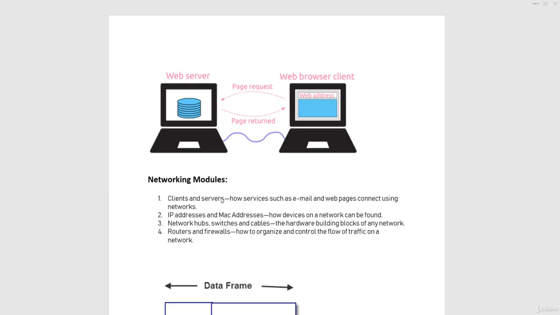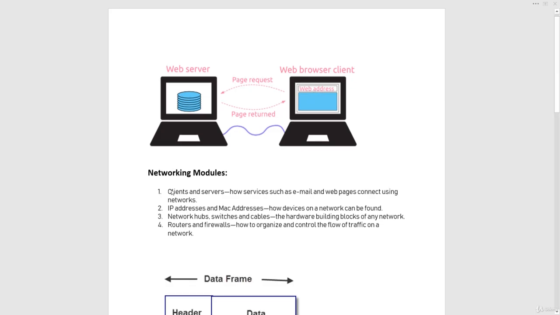Basically, we have this client and server, and they communicate with each other so that we get services like email and a web page. There is this browser, which is the client. It makes requests to the server, which is connected to the network, and it will get the response as a page to the client web browser.